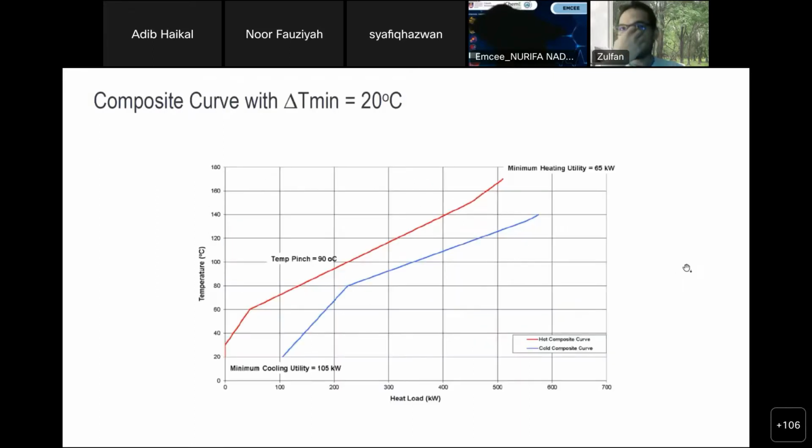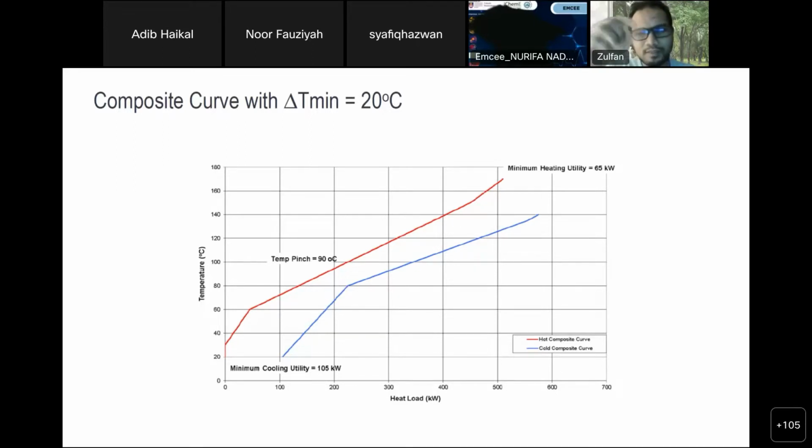So once we get this cold composite curve and hot composite curve, we will have this typical composite curve. I will spend some more time on this one. So we can see typically this is the composite curve, how people normally draw it. The hot composite curve is drawn in a red line, and the cold composite curve in the blue line, and we know the hot one is on top.